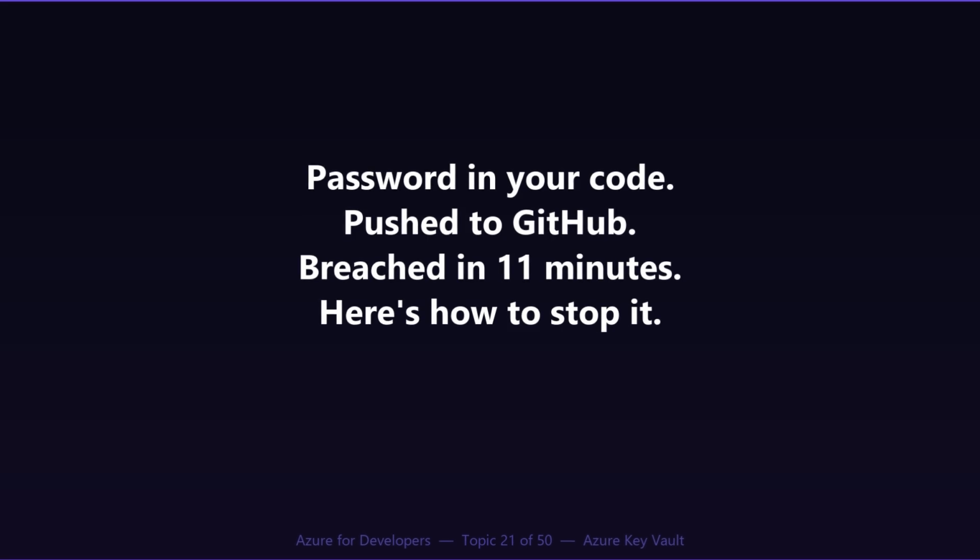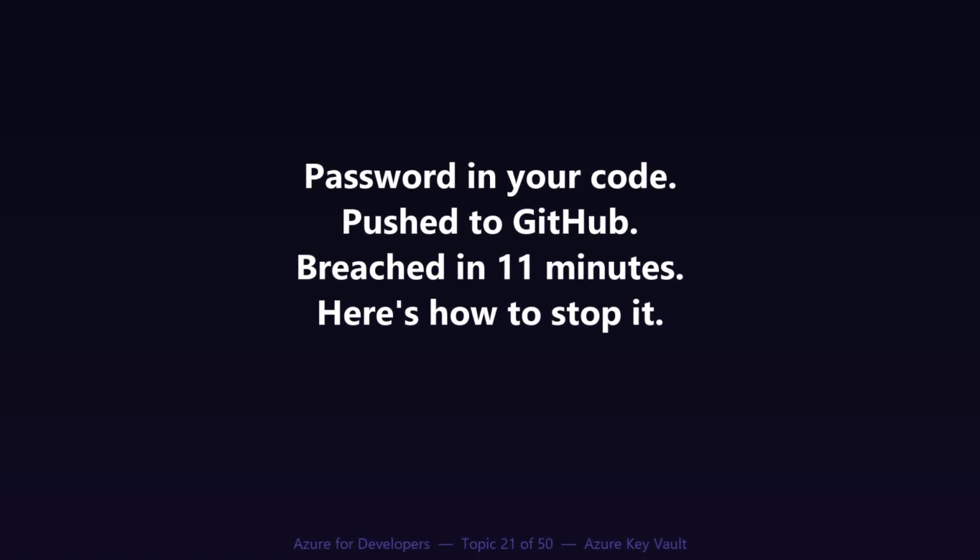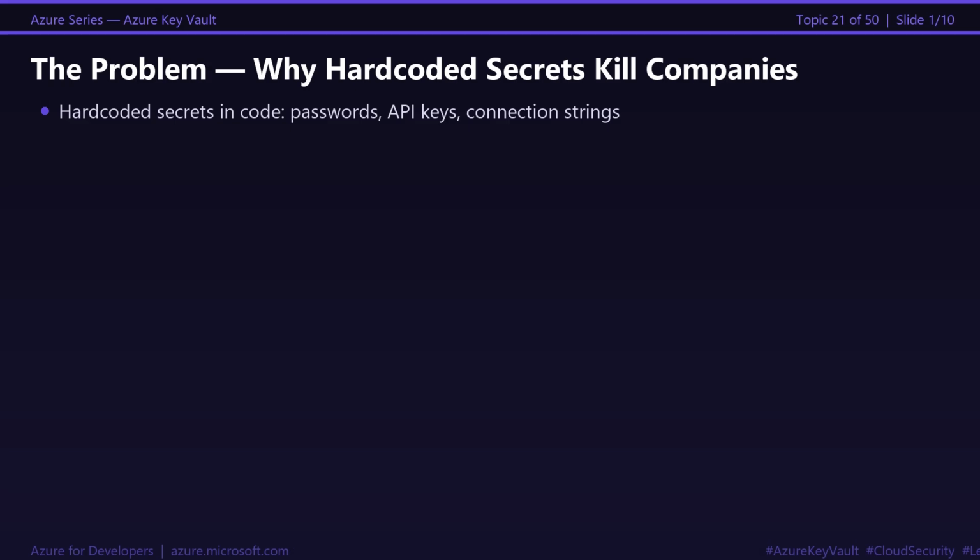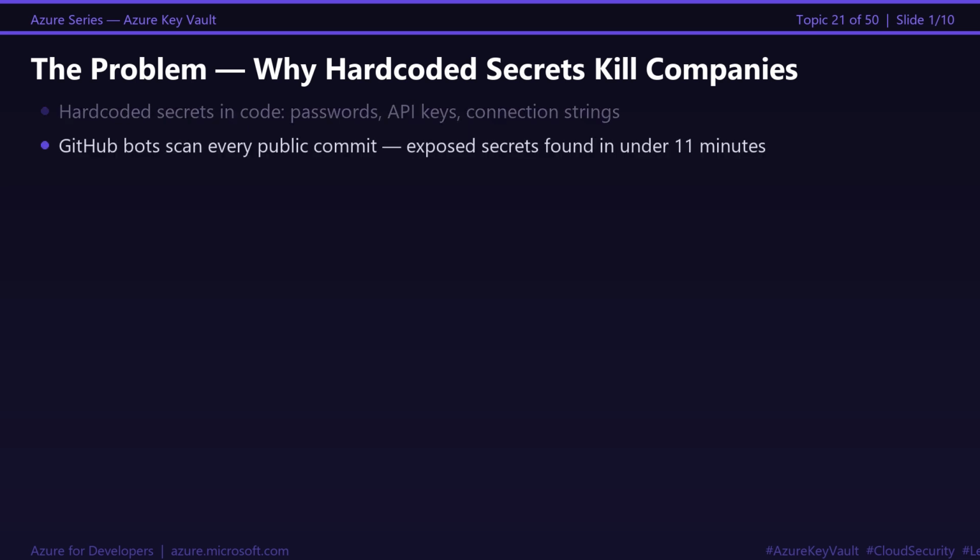Here is a story that happens every single week. A developer is working fast. Deadline tomorrow. They hard-coded a database password directly in the config file. Push to GitHub. Done. Within 11 minutes, an automated bot finds it.